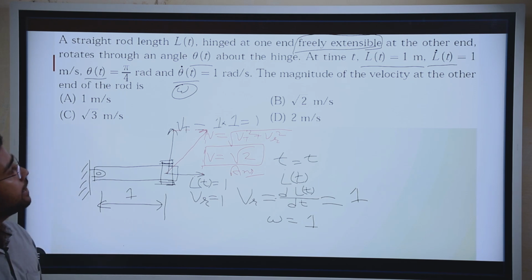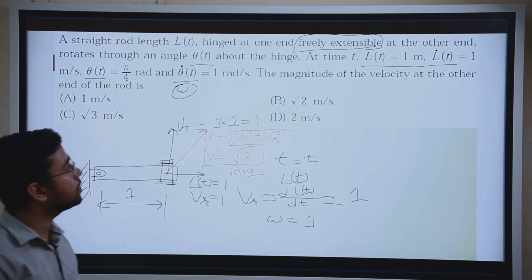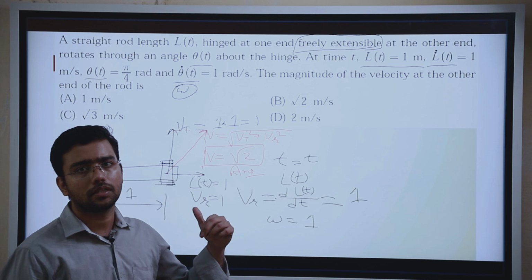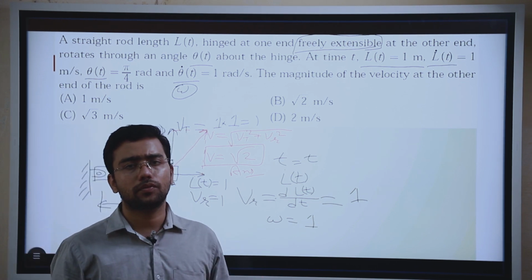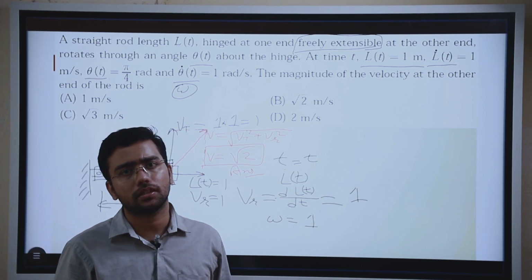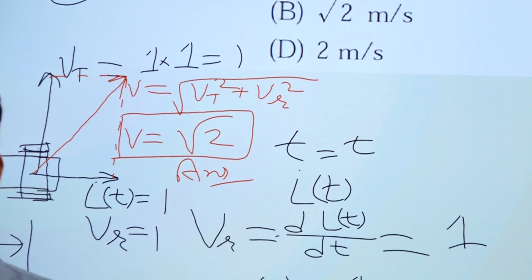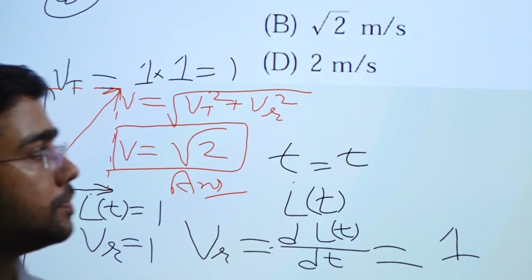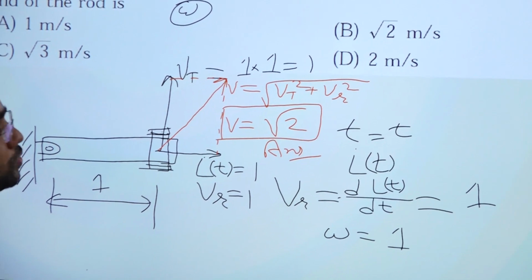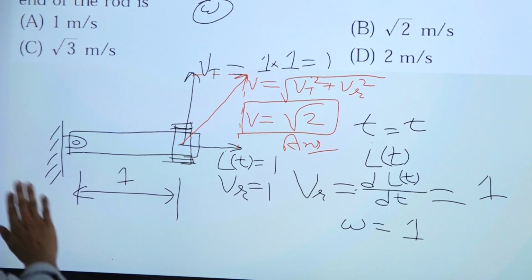In each GATE exam you will find at least one of this type of question. They will be giving you some equation and you have to differentiate that equation and find out velocity and acceleration, right? So that is the answer, under root 2. Now let us move to the next slide.